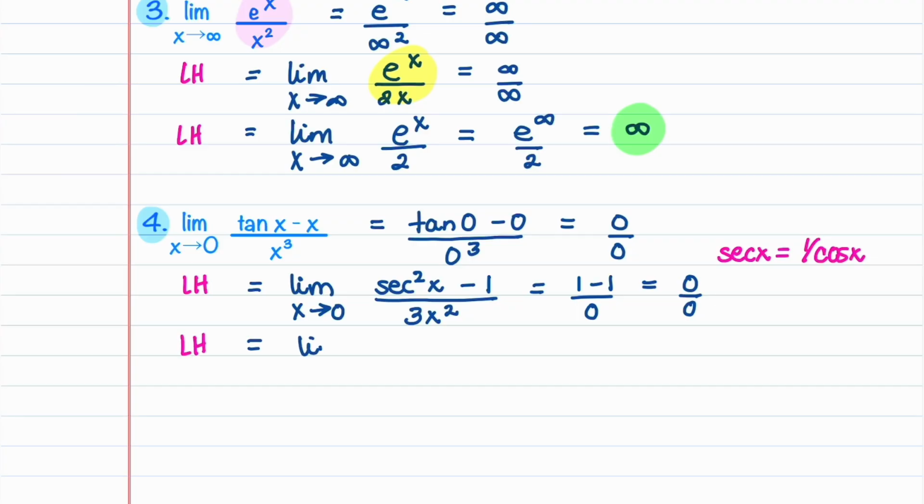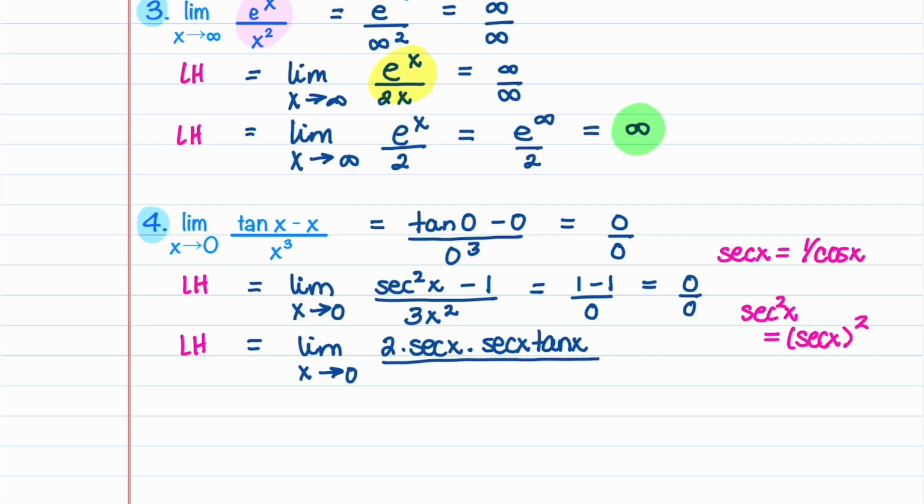and this is the limit as x goes to 0. When we take the derivative of secant squared, just think of secant squared x as the quantity secant x squared. So we are going to use the power rule. So this is 2 times secant x times the derivative of secant, which is secant x tangent x. And then the derivative of 1 is just 0. And in the denominator, we have 6x.